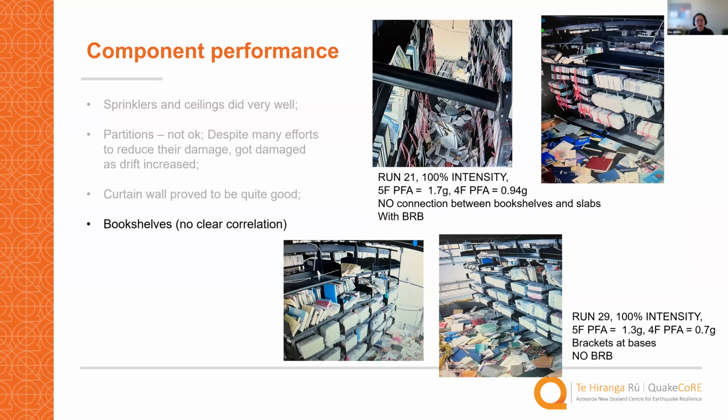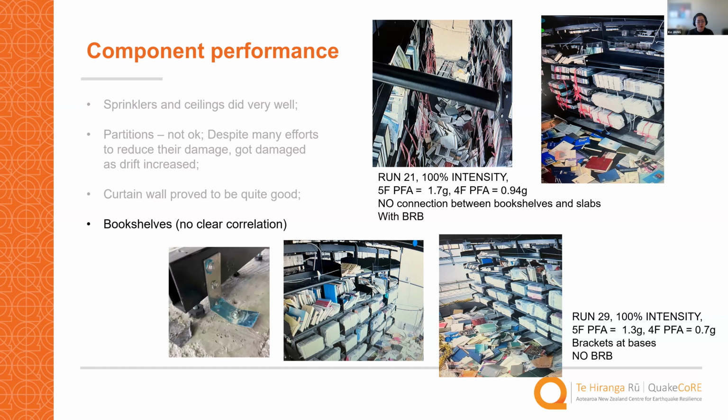For example, if we compare those two rounds, round 21 and round 29, both with 100% intensity, one is with BRBs, one is without BRBs. That leads to a difference in the floor acceleration. Also, for round 21, there's no connection between the bookshelf and the slab. In round 29, there's a connection, and this bracket connection looks like this.